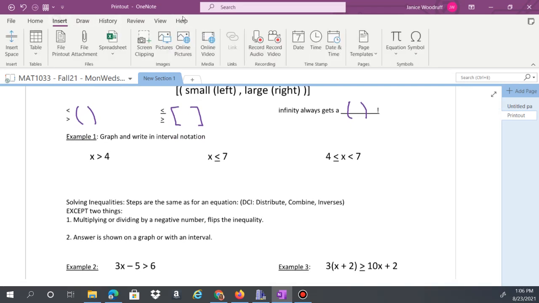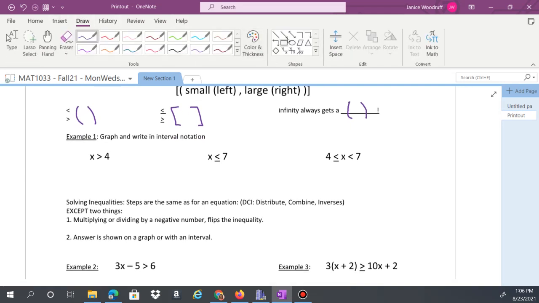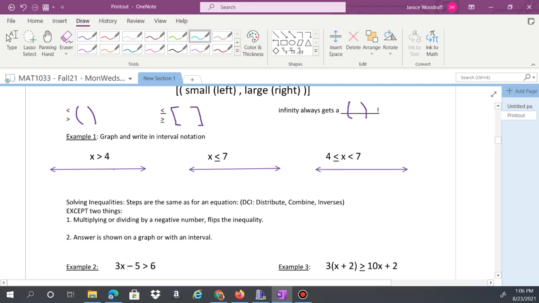So let's look at some of these examples here. I'm going to draw some number lines. Here you have x is greater than 4. The x is on the left side. You're going to find 4, so we're going to say it's right here, and it's pointing to the right. You're going to have a parentheses because it's just greater than. There's no or equal to. Parentheses pointing to the right, and then you're going to shade to the right.